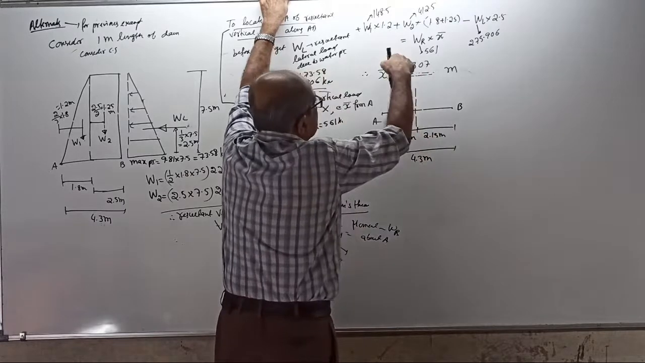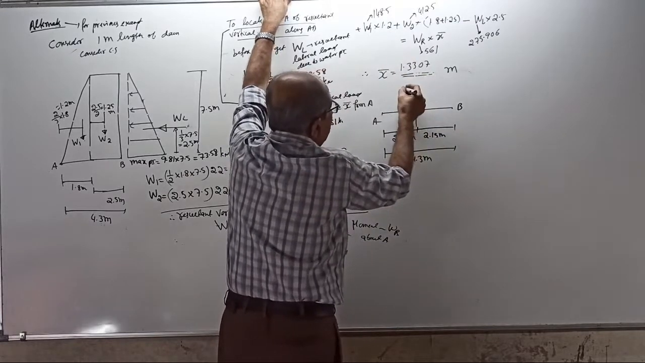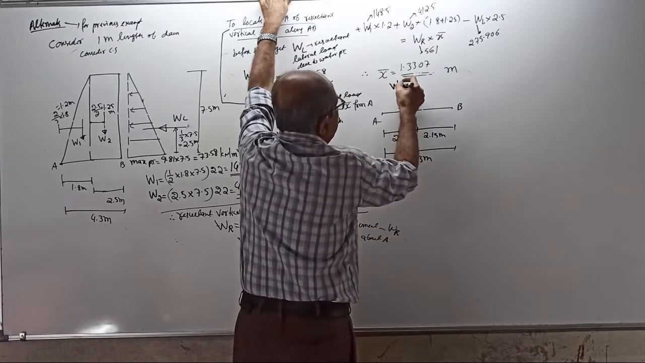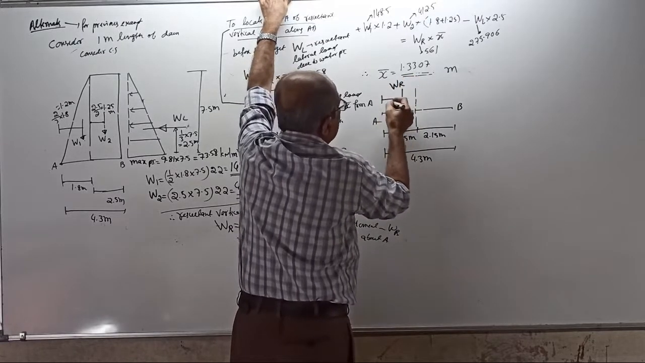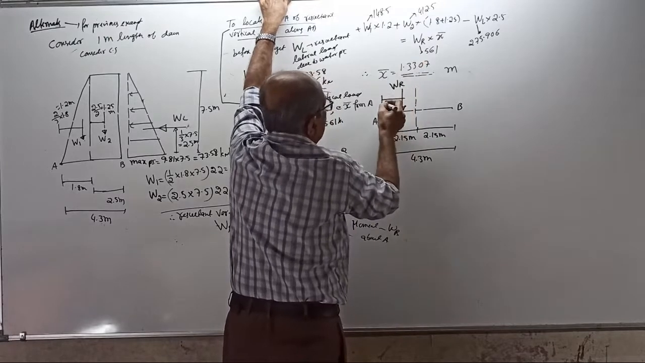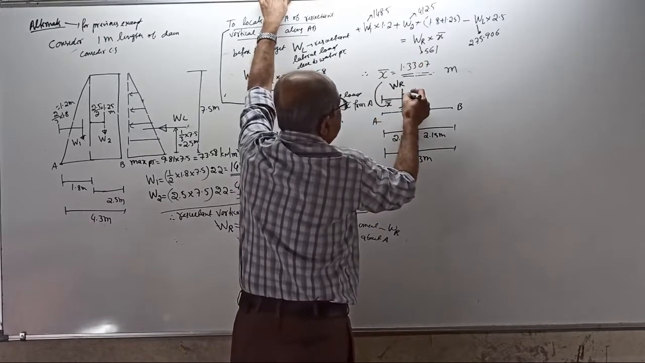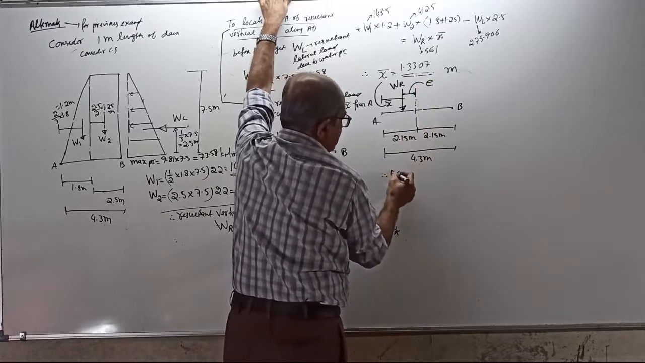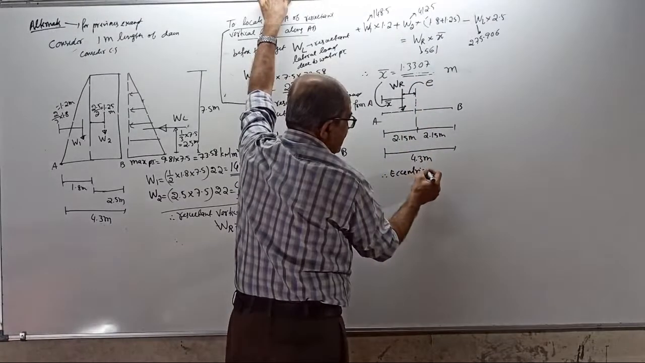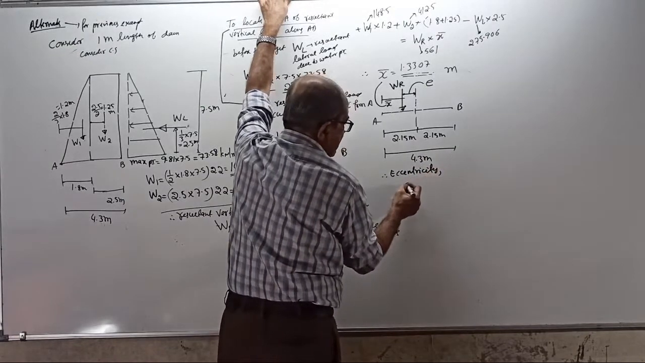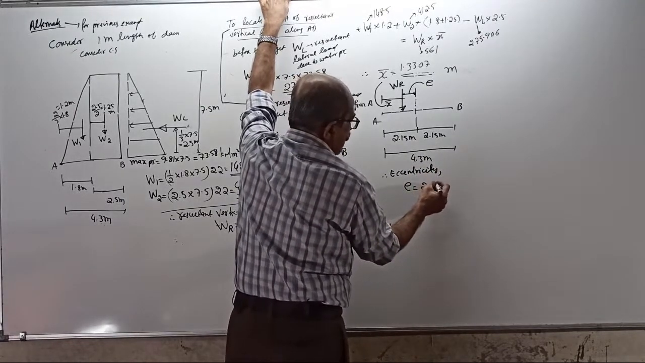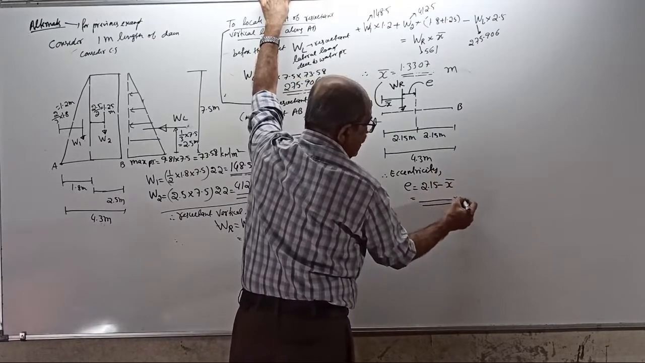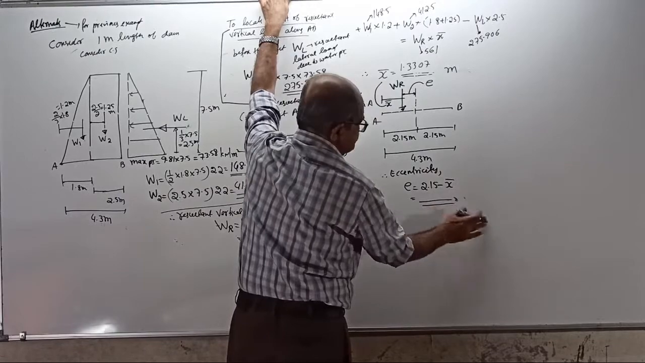Now, X bar you got is 1.33, which means the resultant will come here. This is the resultant line that will act here. This is your X bar, whatever you got there. We want this distance, which is called eccentricity. Therefore, calculate eccentricity E. It is 2.15 minus X bar value.